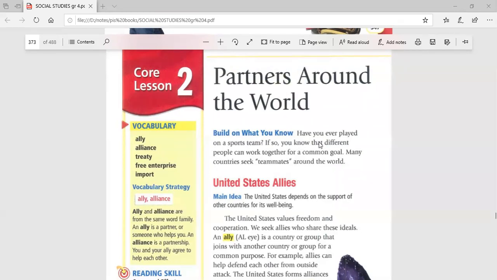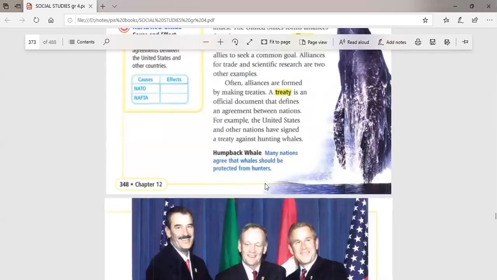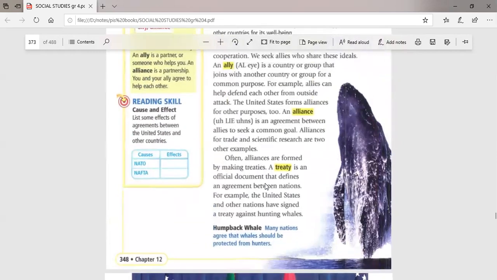Okay, so we started this lesson last session, chapter 12, lesson 2, partners around the world. Here we talk about many new definitions. This is the word ally, and I told you ally in general means a friend. So when I say my ally is Yasmin, it means that my friend is Yasmin. So here we say that America has many allies around the world. It means it has many friend countries around the world.